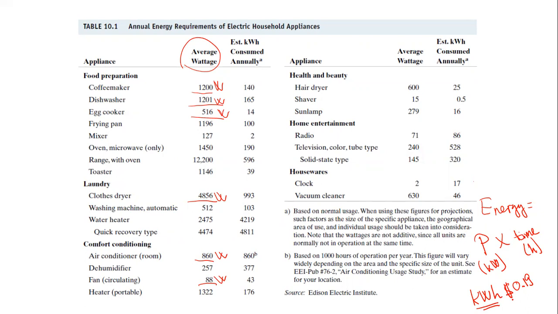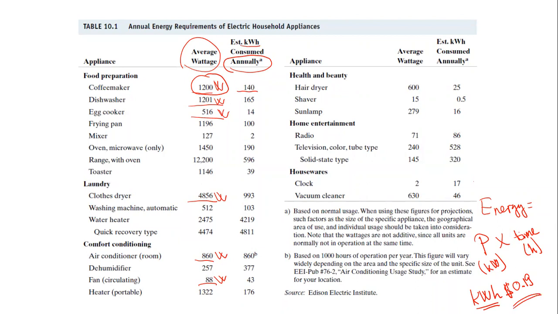So what you need to do is to multiply the power of the coffee maker, for example, by the time that you are using every day and every month and every year, because this is annual consumption. So it will be 140 kilowatt hours. You need to pay 140 times these 19 cents every year to use this coffee maker.